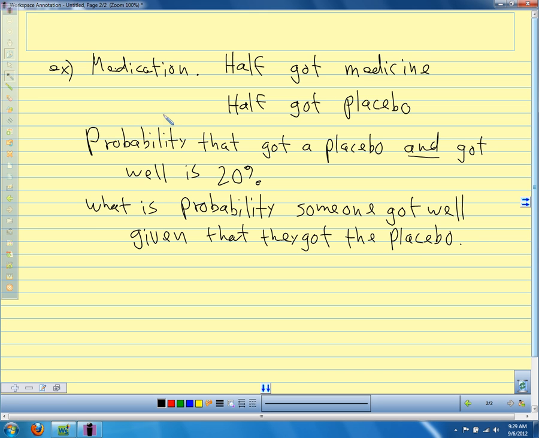So our conditional probability formula gives us a way to calculate this. We are looking for the probability of B given A. That's what our question is, the probability that someone got well given that they got a placebo. So I'm going to say that is the probability of got well given the placebo. That's what we're looking for.